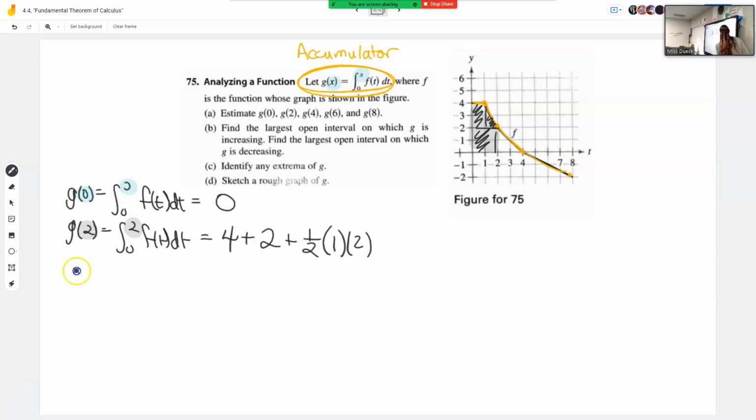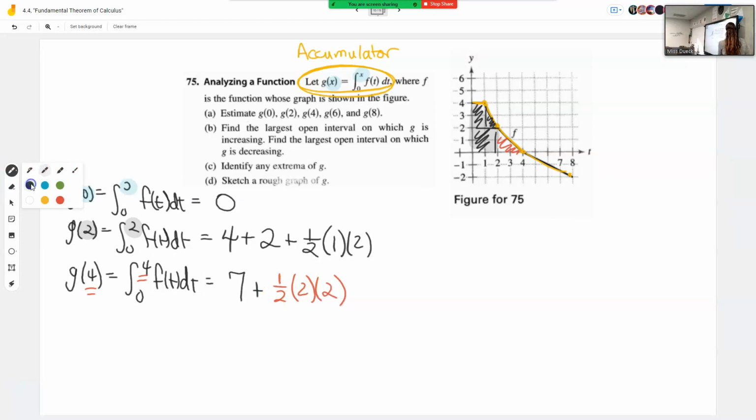If I wanted to go to G of 4, G of 6, G of 8, what am I going to do? Oh, G of 4 is next. Could I start at the very beginning? Yes. But could I also just add on what I know? Yes. I already know 7 because 7 is getting up to 2. So all I need to do to add on to this guy for what's next is just go a little further. And to go a little further, aren't I just adding on that triangle? And adding on that triangle is going to be 1/2, a base of 2, and a height of 2. For right now, for letter A, I'm just going to do a dot, dot, dot. Is that okay?